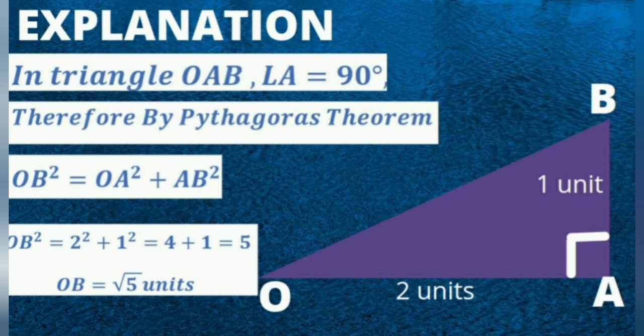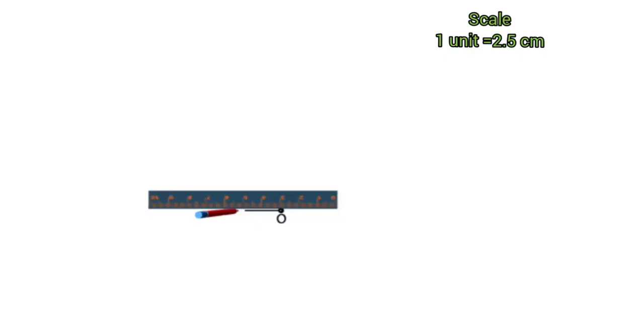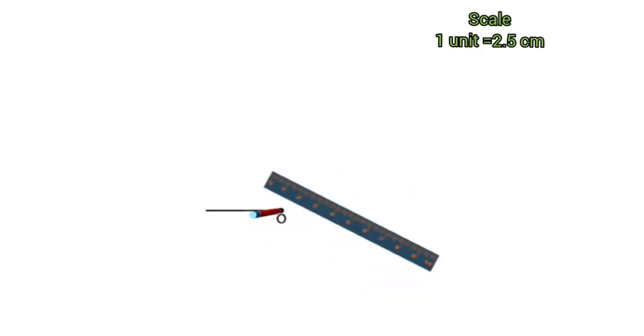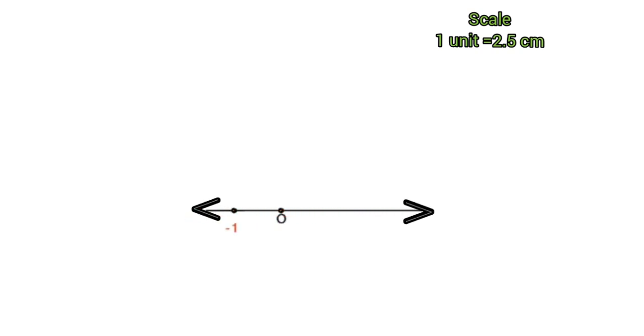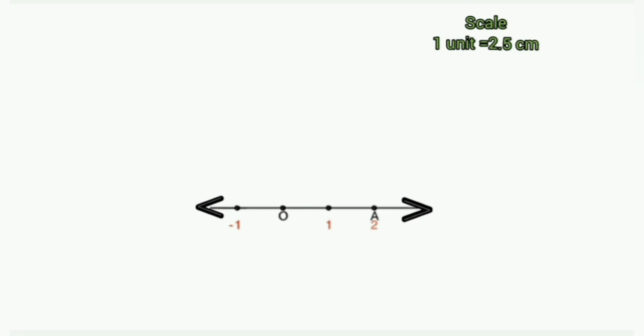So when I will start with my construction, I will take the base as 2 units and the perpendicular as 1 unit. The very first step here, before we actually start drawing the number line, is to define the scale that we will be taking. I have taken the scale as 1 unit equal to 2.5 centimeter, and I have marked 0 on the number line as point O, and thereby marking points -1, 1 and 2 respectively on the number line.